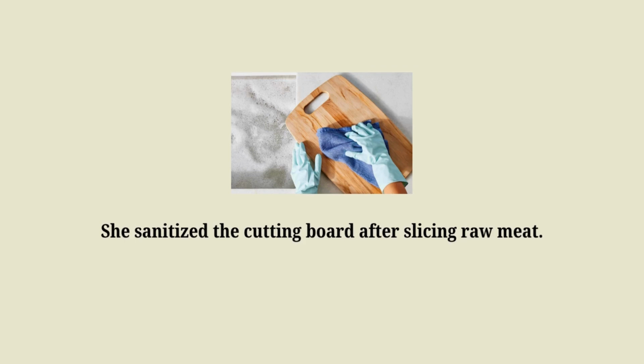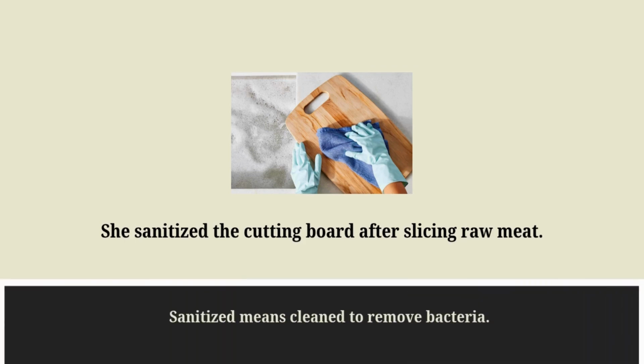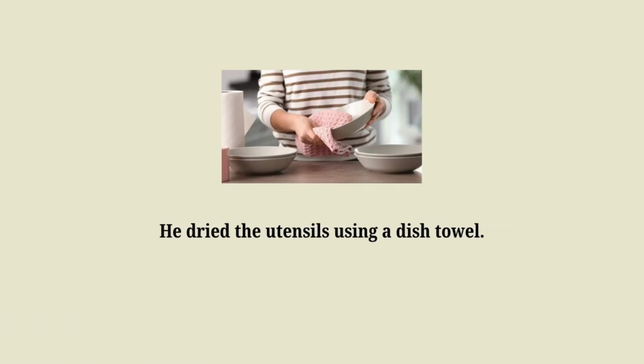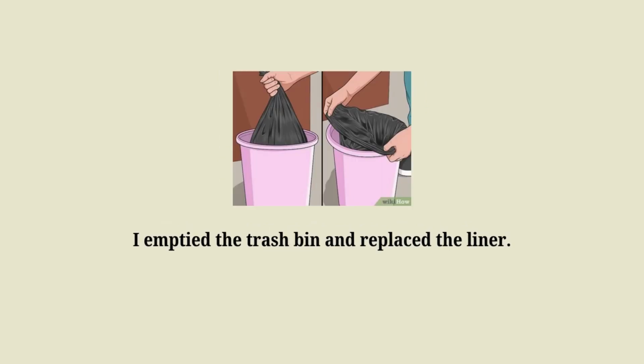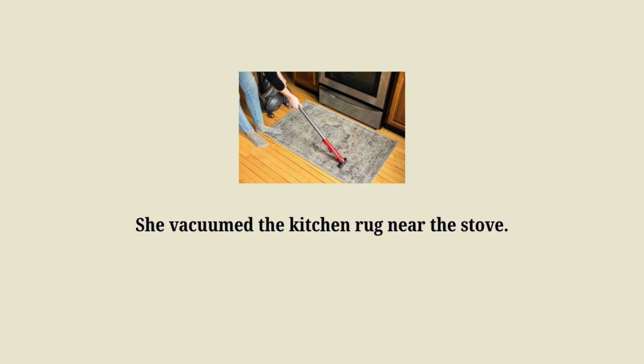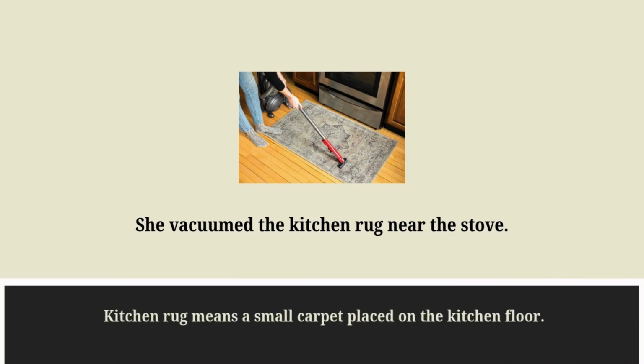She sanitized the cutting board after slicing raw meat. Sanitized means cleaned to remove bacteria. He dried the utensils using a dish towel. I emptied the trash bin and replaced the liner. She vacuumed the kitchen rug near the stove. Kitchen rug means a small carpet placed on the kitchen floor.